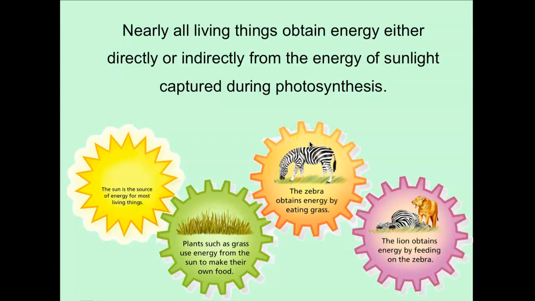And then an organism that might eat a zebra could possibly be a lion, for example. So the energy is then passed from the zebra to the lion. So even though the lion and the zebra don't go through photosynthesis, they're going to be obtaining that energy that has gone from the sun to the grass through this food chain.